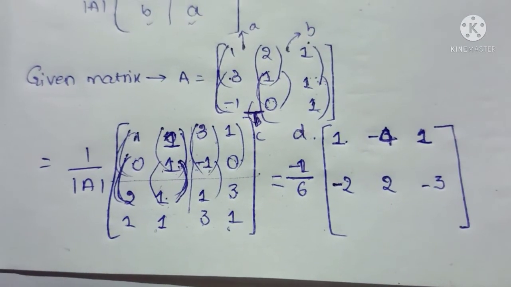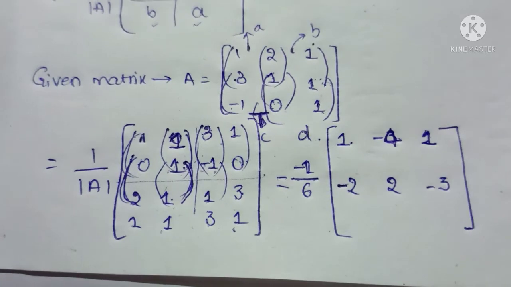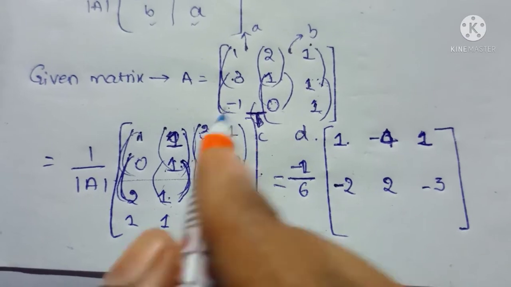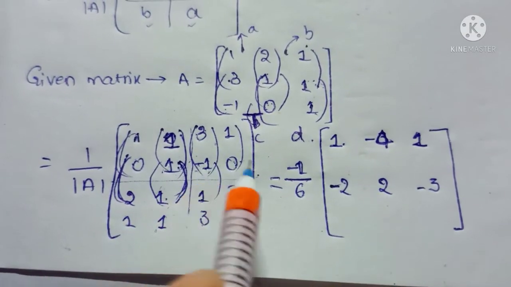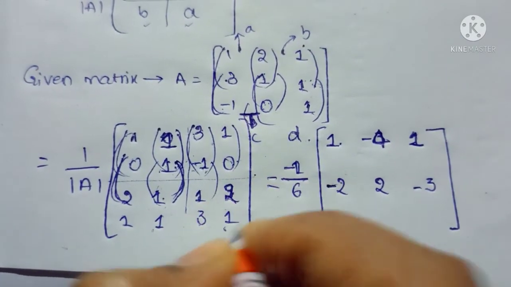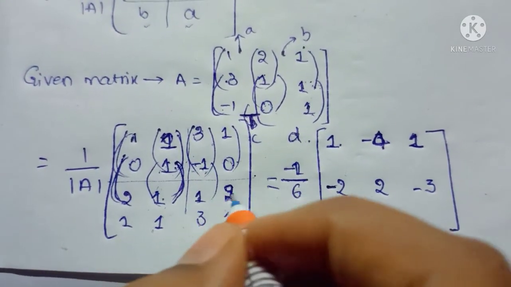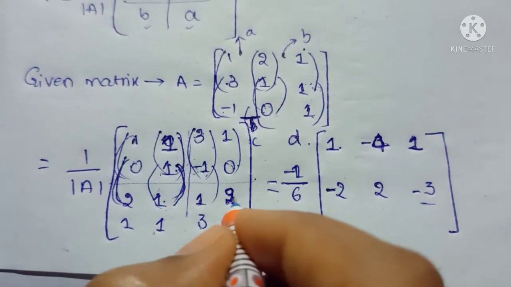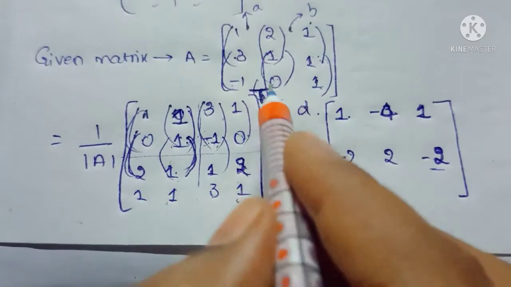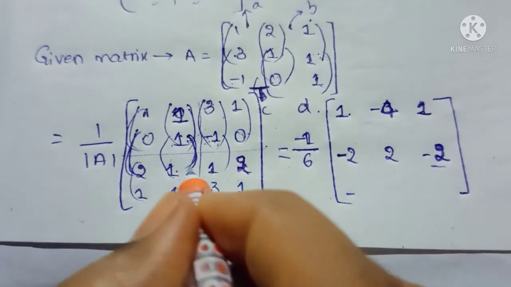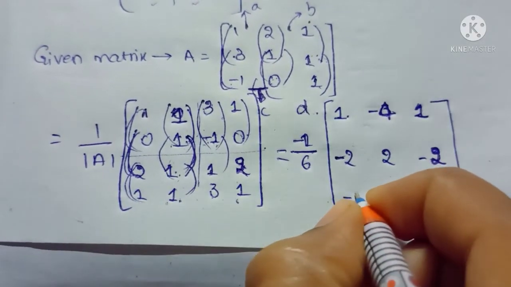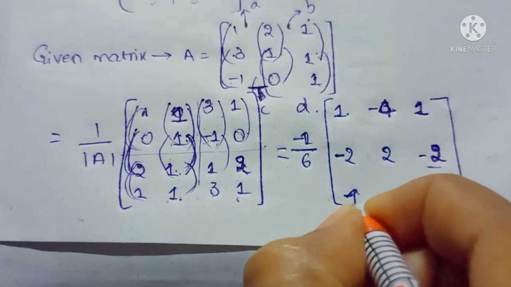Wait a minute, let me check. Okay, now if you see this, -1 into 2 minus 2, here we get -2. I'm really sorry. And now coming to this position, you find the determinant of this 2 by 2 matrix. 2 minus 1 will give plus 1.